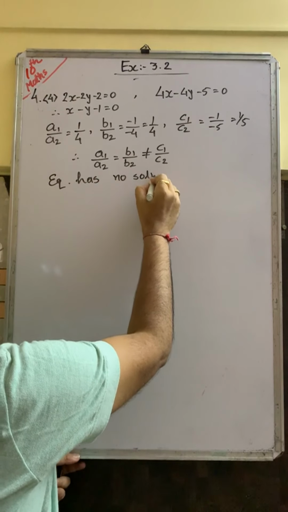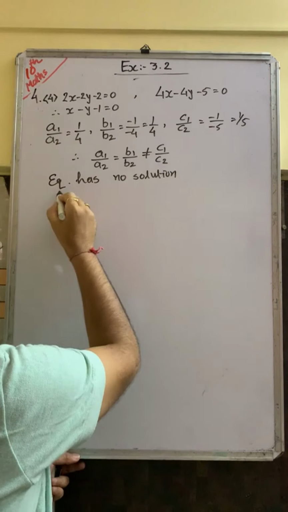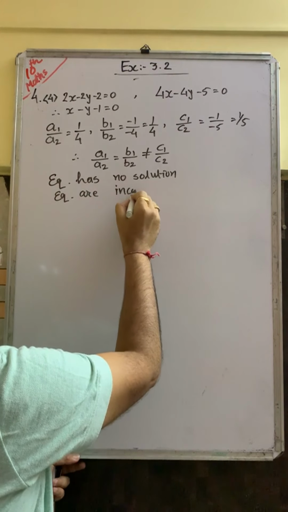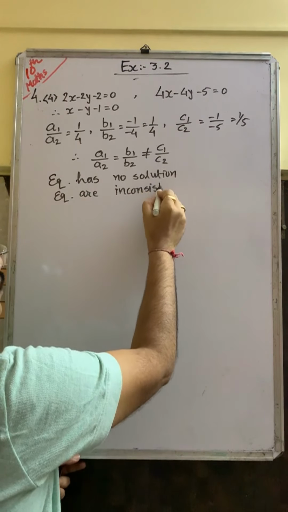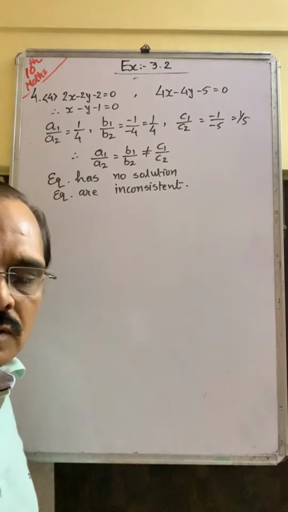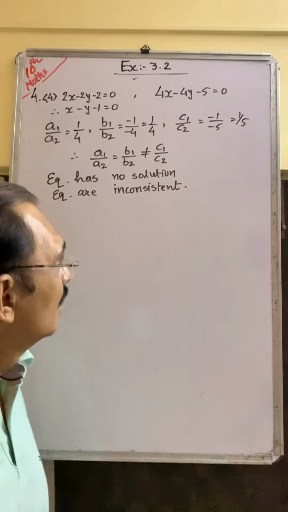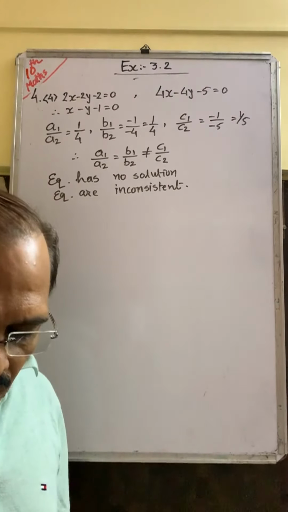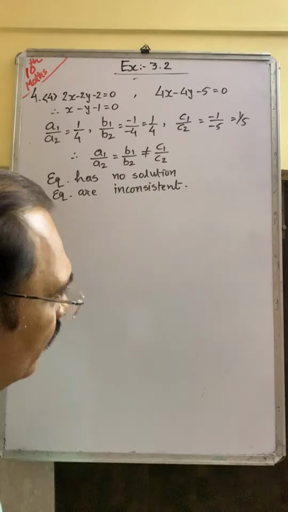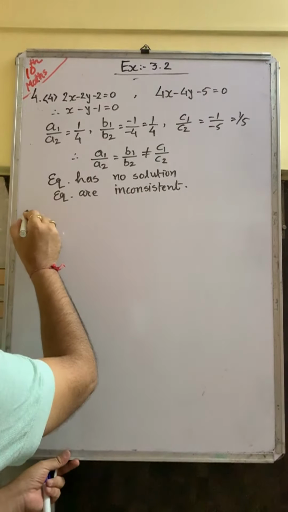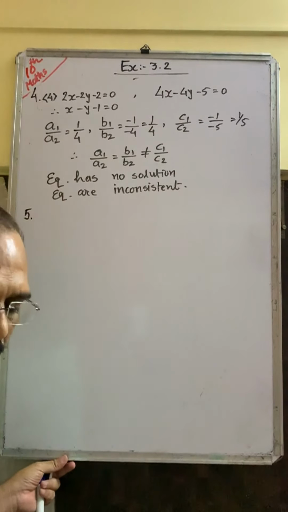and no solution means equations are inconsistent. And if they are inconsistent, no need to draw the graph because solution is not there. This is your number 4 question number. Now question number 5. See, question number 5.